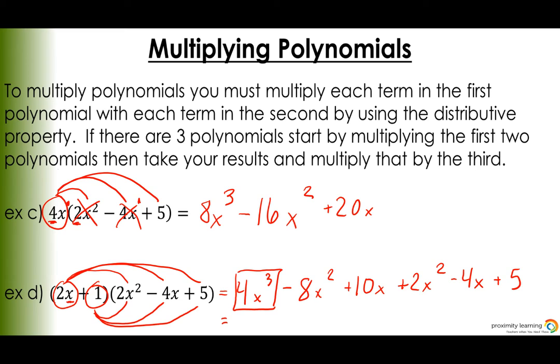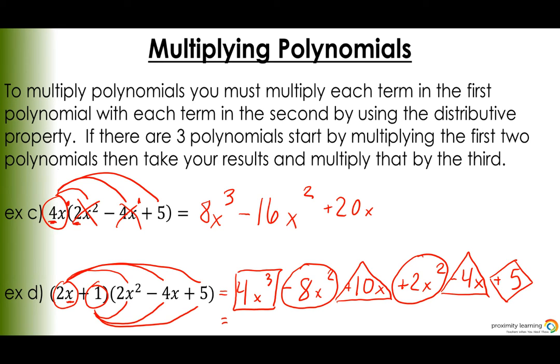I'm going to put a square around all the cubes. He's the only one. I'm going to put a circle around all the squares. There's 2. I'm going to put a triangle over all the x to the first. There's 2. And I'm going to put a diamond around all the constants. In this case, there's 1.